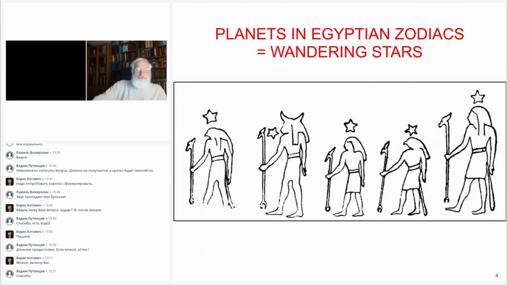In Egyptian zodiacs, planets moving among the fixed stars were depicted as wayfarers. The symbol of a wayfarer emphasizes that it is not a fixed star, but a planet, a star that moves. Sometimes a little star was drawn above the head, a sign of visibility.